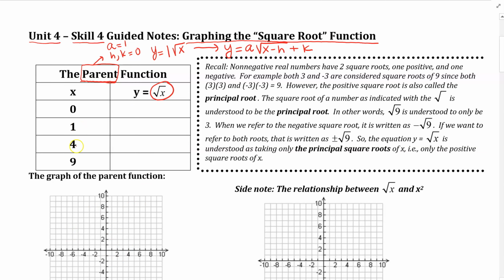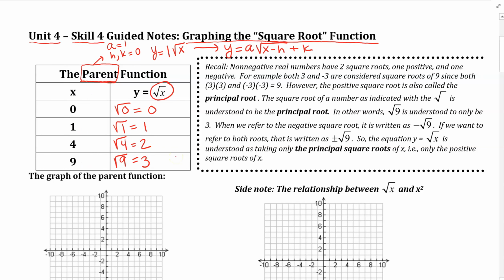So I'm plugging in numbers that are perfect squares. And then the y value is just going to take the square roots of those numbers. So the square root of 0 is 0. The square root of 1 is 1. The square root of 4 is 2. And the square root of 9 is 3. So 0, 1, 4, and 9 are my x's for my parent graph, and then 0, 1, 2, and 3 are my y values for my parent graph.